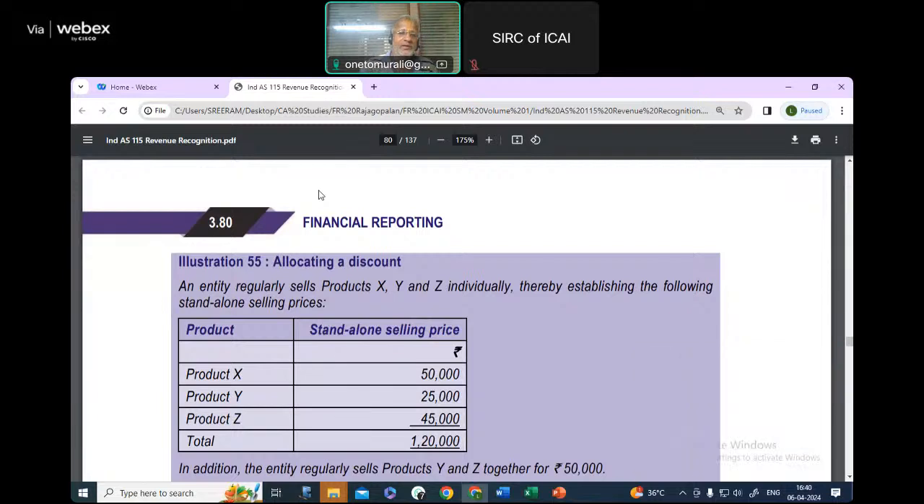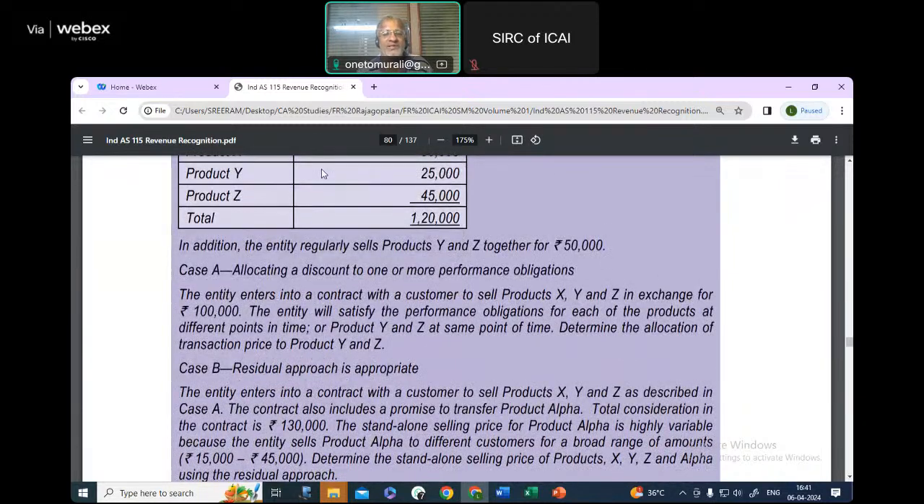So, allocating a discount. An entity regularly sells X, Y, and Z individually, thereby establishing the following standalone selling prices. Product X, Y, and Z standalone being 50,000, 25,000, 45,000, total being 120,000. In addition, the entity regularly sells product Y and Z together for 50,000. Case A, allocating a discount to one or more performance obligations: the entity enters into a contract with the customer to sell X, Y, and Z in exchange for 100,000 rupees.